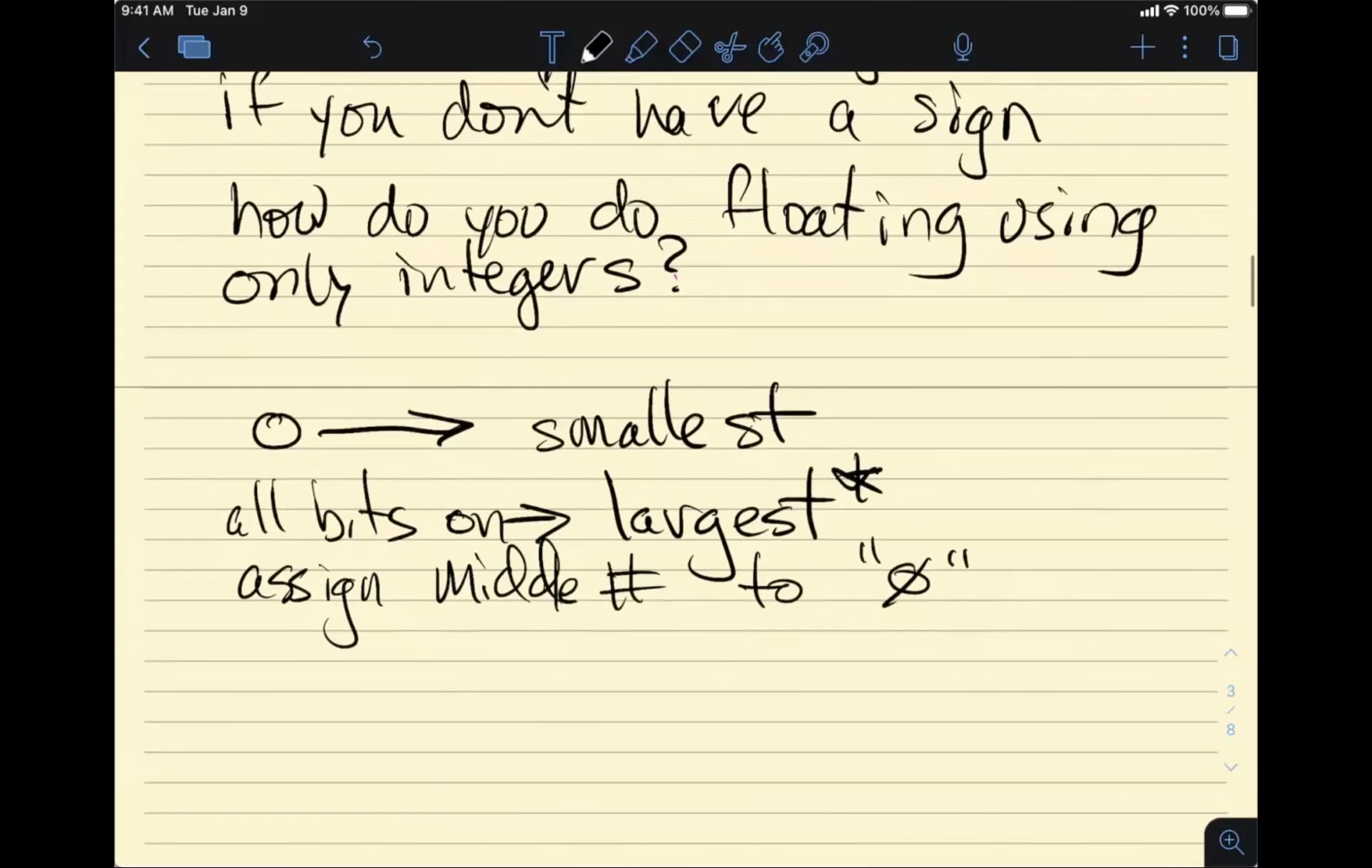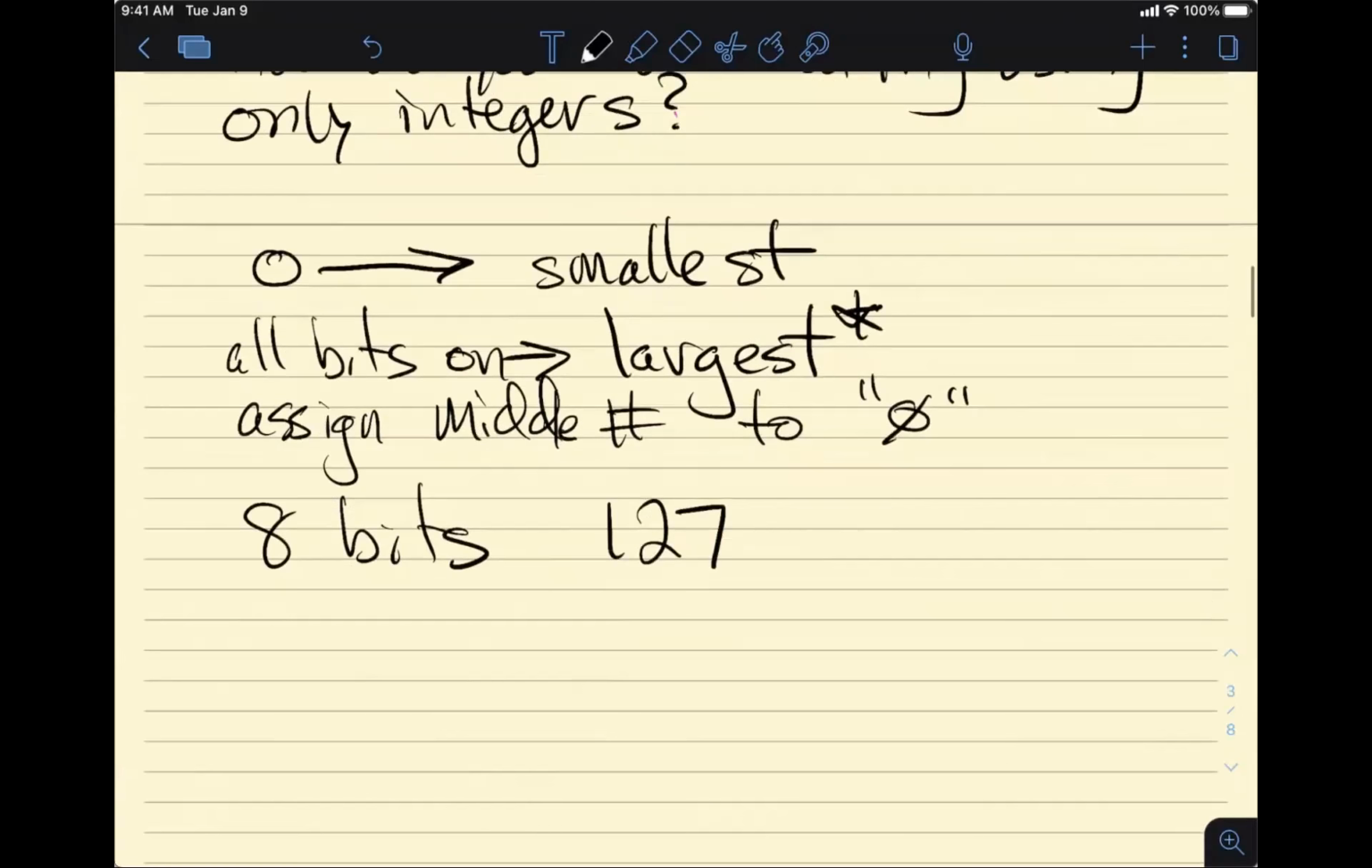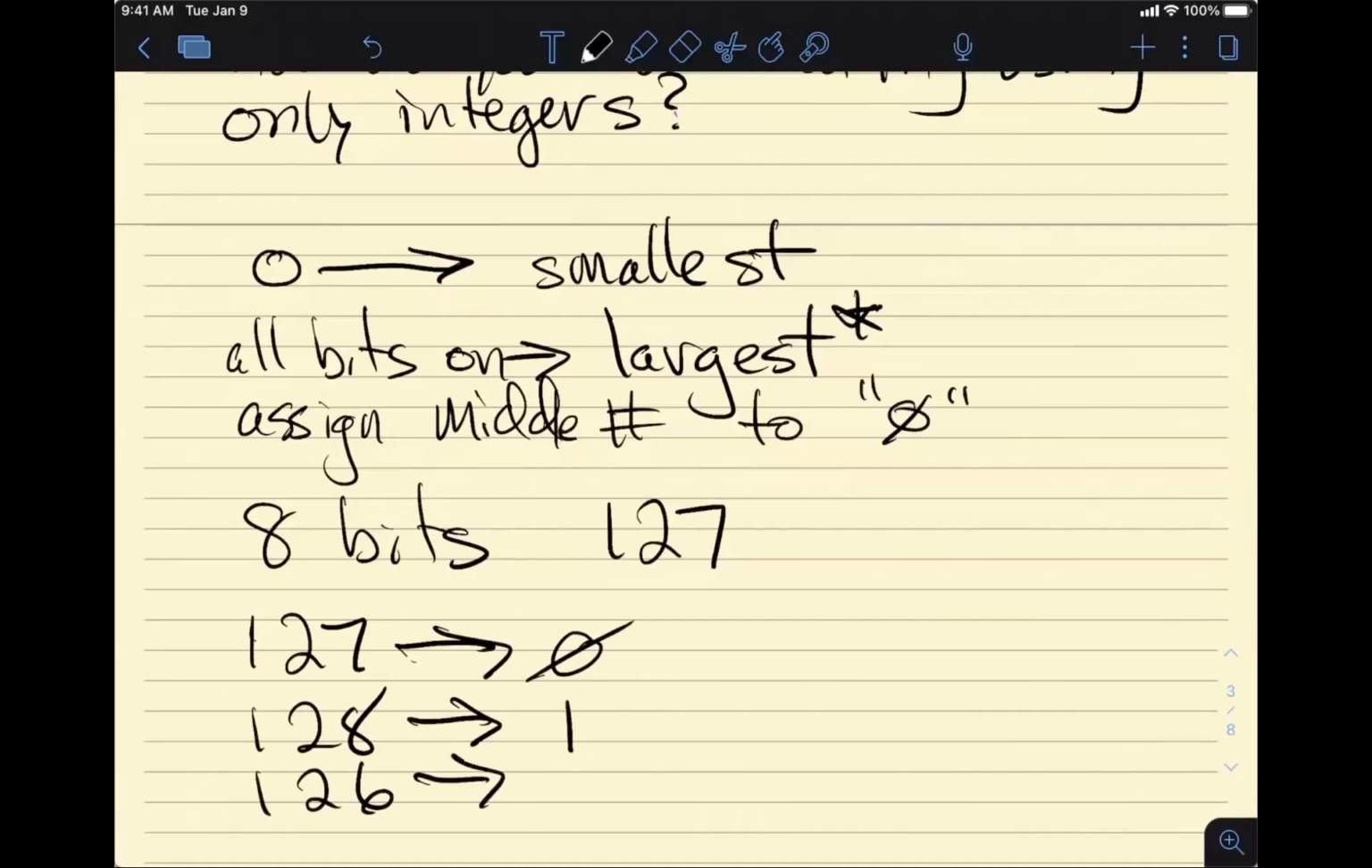So in the case of single precision floating point numbers, there are 8 total bits where the bias is 127. Okay? So when you see the value 127 as the exponent, that means the true value of the exponent is 0. When you see 128, the true value of the exponent is 1. When you see 126, the true value is negative 1.